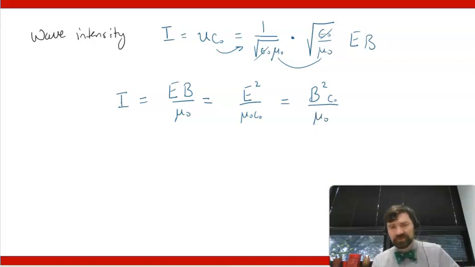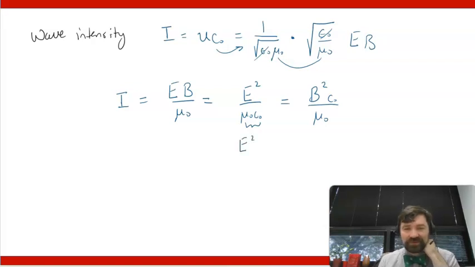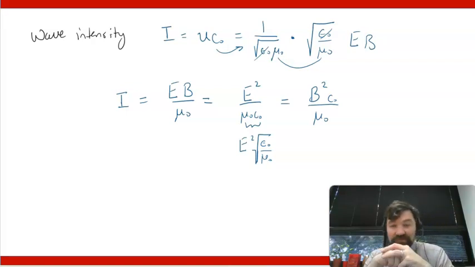And this in turn gives me mu naught times 1 over mu naught epsilon naught. So this whole term could be rewritten as E squared times the square root of epsilon naught over mu naught, for what it's worth. Okay, the point being that we found the intensity of our wave.